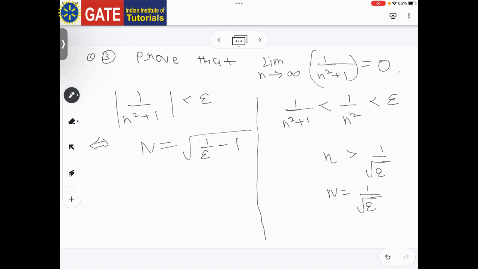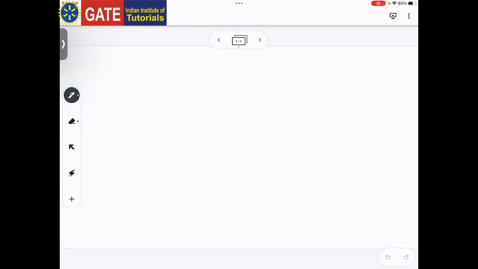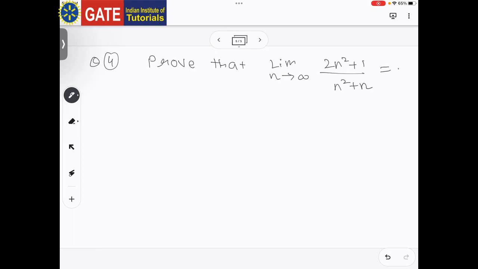Next question. Fourth one, prove that limit n tends to infinity of (2n square plus 1) by (n square plus n) is equal to 2.